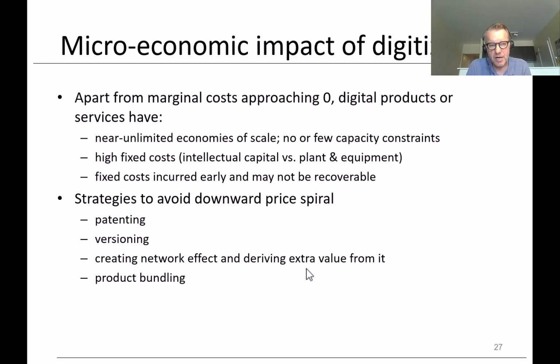So the costs are high, fixed. There's an intellectual capital, that means the cost for developing the app, versus the plant and the equipment, the factory, that was the investment in the physical world in a traditional cost picture of a traditional business. So the fixed costs are incurred early and may not be recoverable. And obviously, as I said, this could lead to a race to the bottom or a downward price spiral.